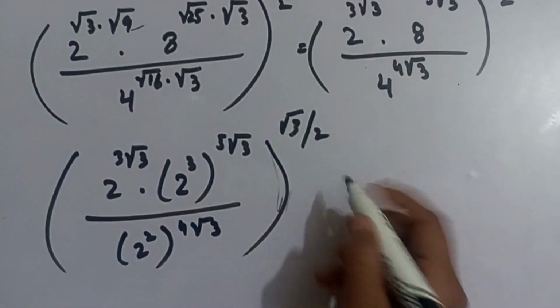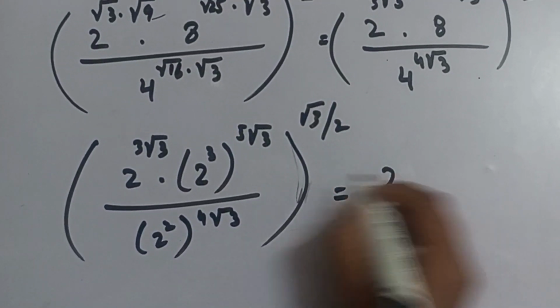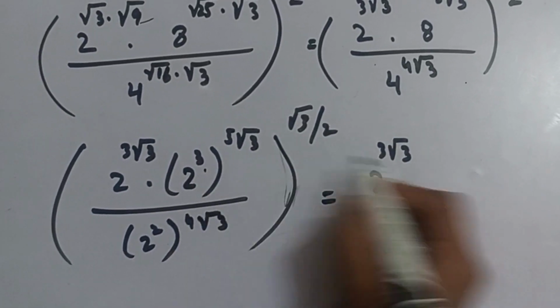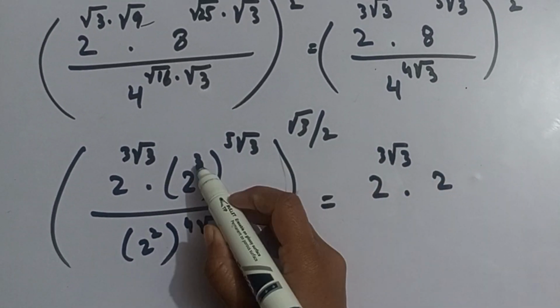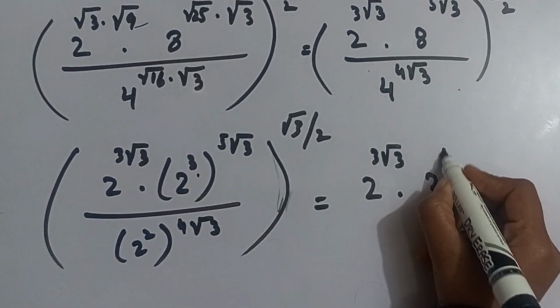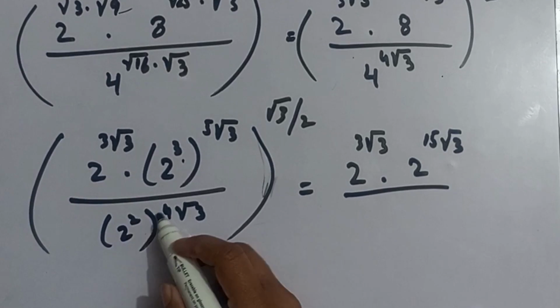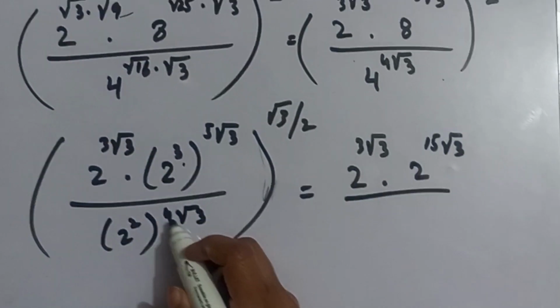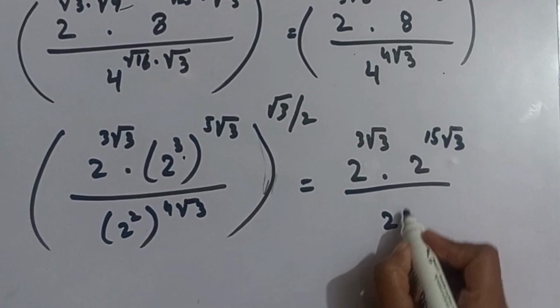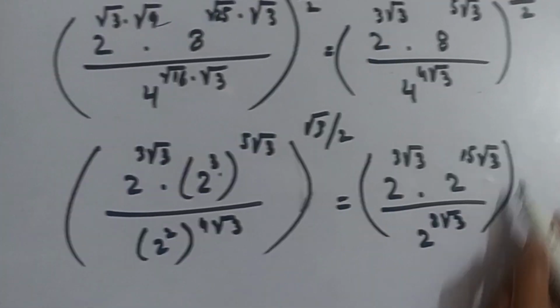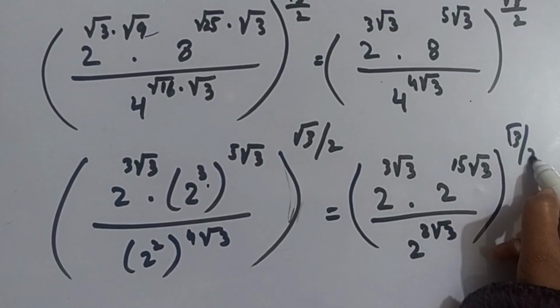Now we write this as 2 raised to the power 3 times square root 3, and this is equal to 2 raised to the power, multiply this exponent, then we get 15 times square root 3, and the denominator, look at this exponent, 2 multiply 4 is 8, so we get 2 raised to the power 8 times square root 3, and its again power is square root 3 over 2.